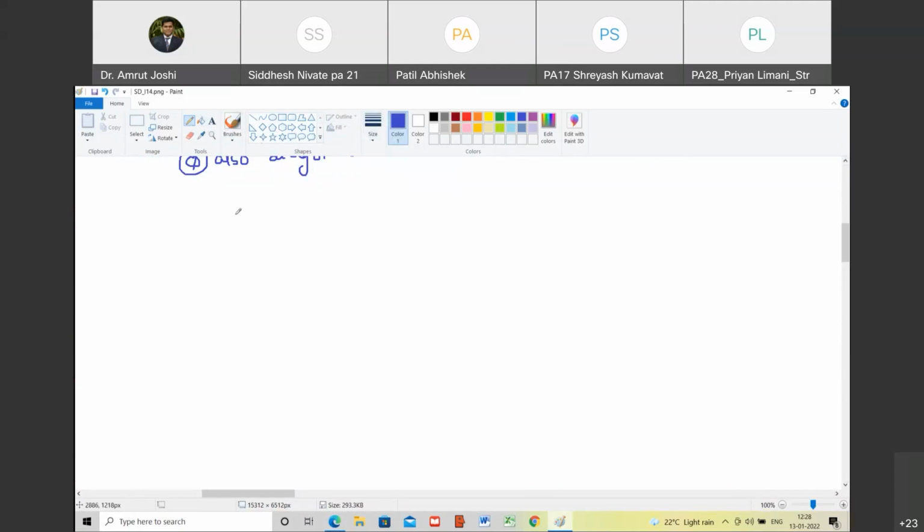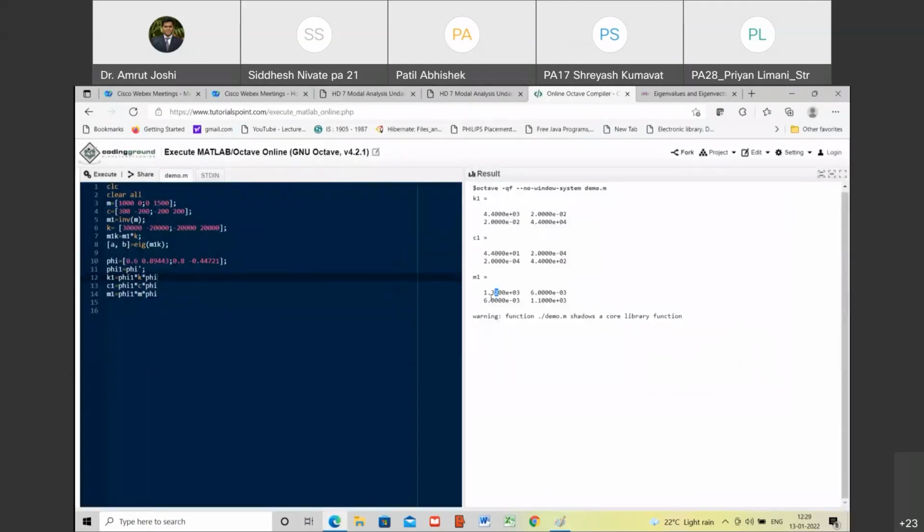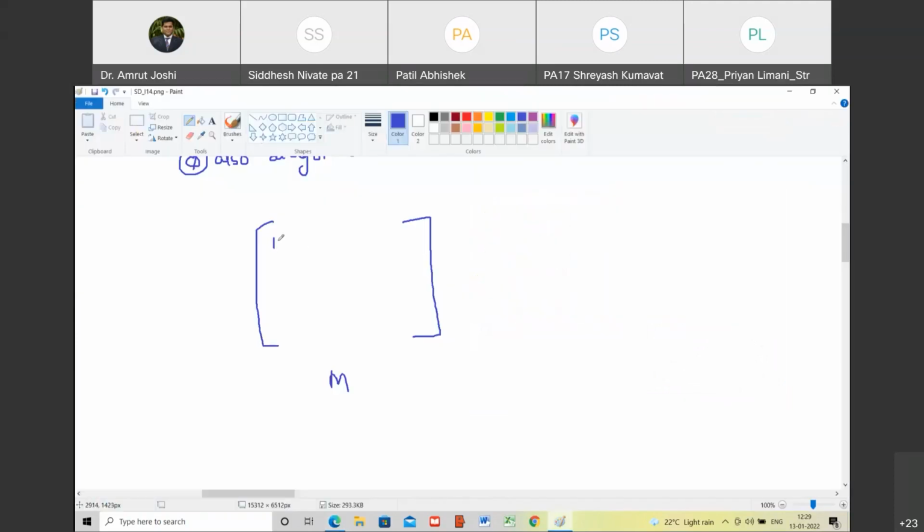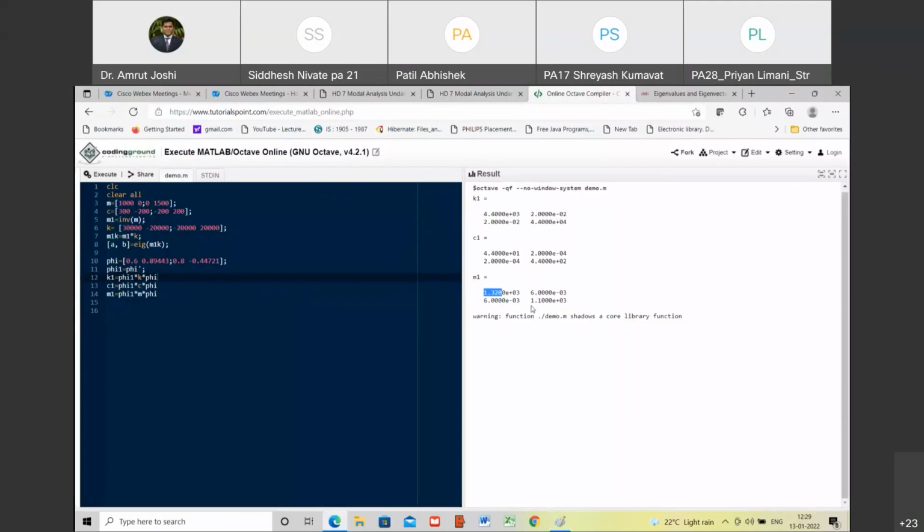So let me write down these matrices. What is the first term? It is the generalized mass matrix. What are the terms in it? 1, 3, 2, 0. Since it is 10 power 3, this becomes 1, 3, 2, 0. Do you agree with me? Yes, sir. Don't get bored. This is very exciting. Once we solve it, you will understand the crux of the method.